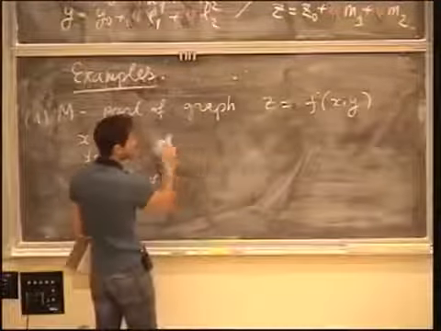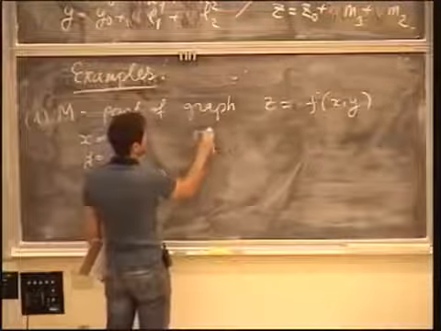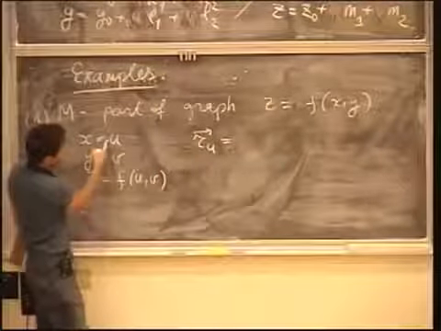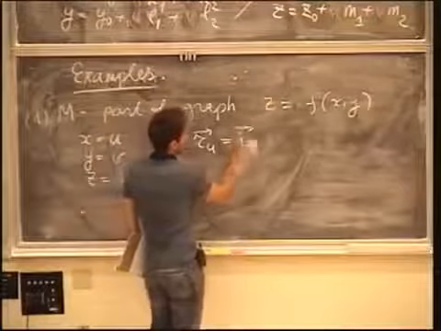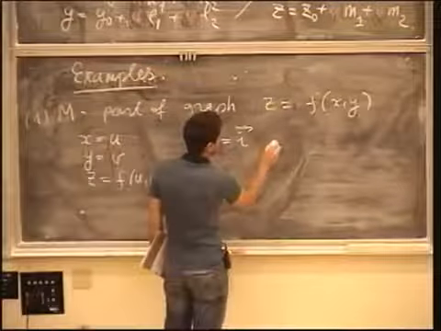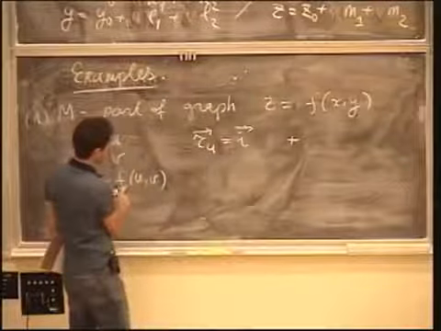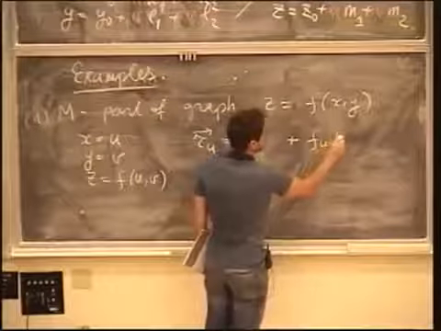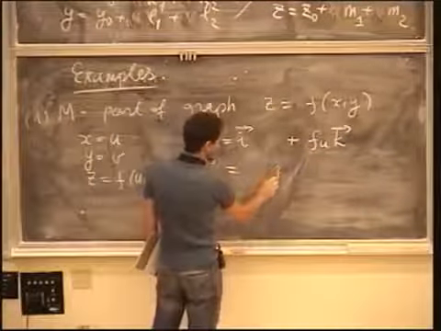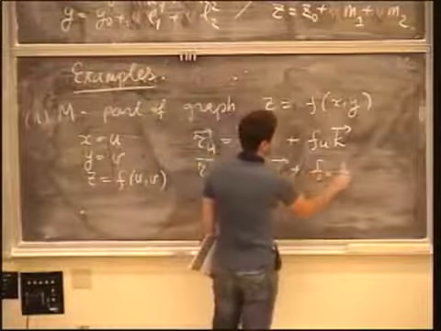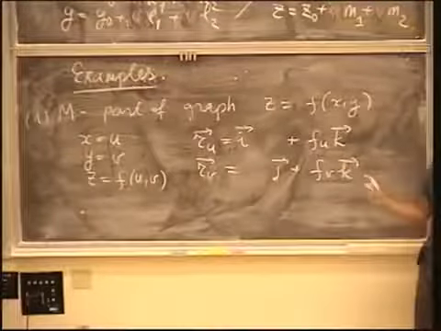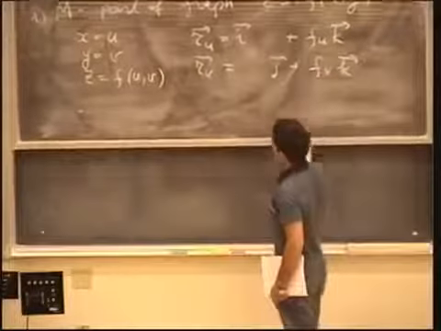Let's do it in this case. In this case, for r sub u, you have to take the derivative of these three functions with respect to u. So this derivative is 1, so it's i. This derivative is 0, because the derivative of v with respect to u is 0, so I'll just skip it. And the derivative of this one is f sub u times k. And r sub v is j plus f sub v k. So now I can find this expression by simply taking the cross product of these two vectors. So what do I get?